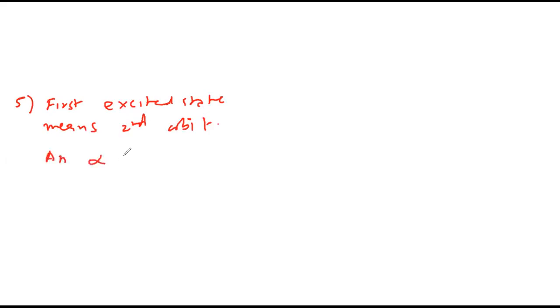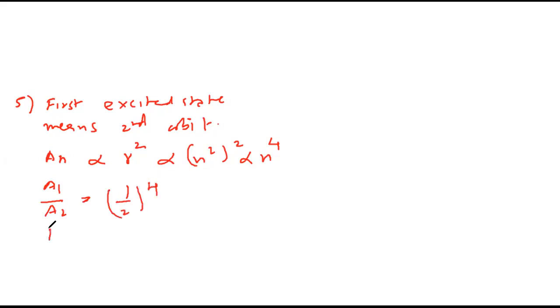Area of electron orbit for the ground state of hydrogen atom is A. So area of electron orbit corresponding to first excited state. First excited state means second orbit. So area of nth orbit is proportional to r square, which is n square raised to 2. That means n raised to 4. So first orbit upon second orbit is 1 upon 2 raised to 4. So A2 will be 16 times A.